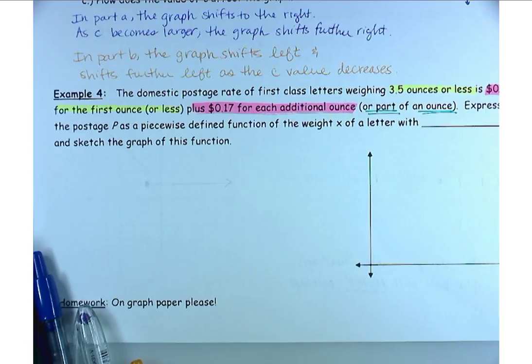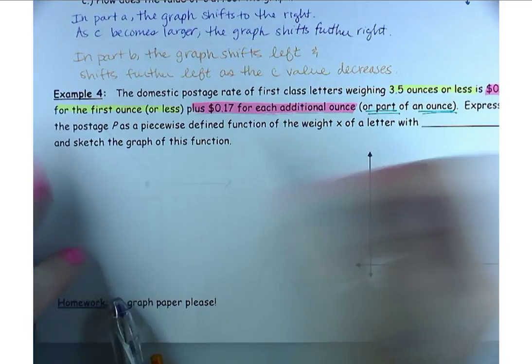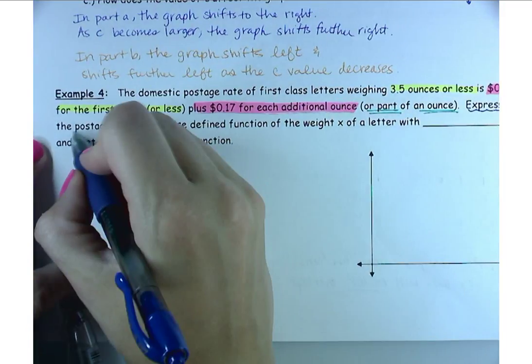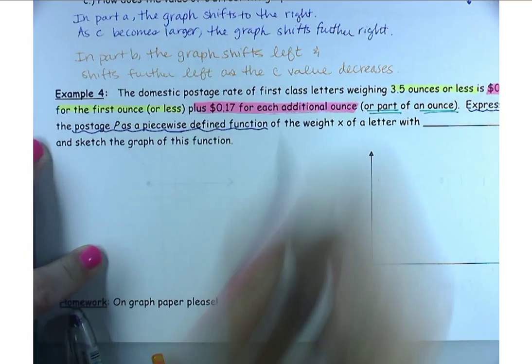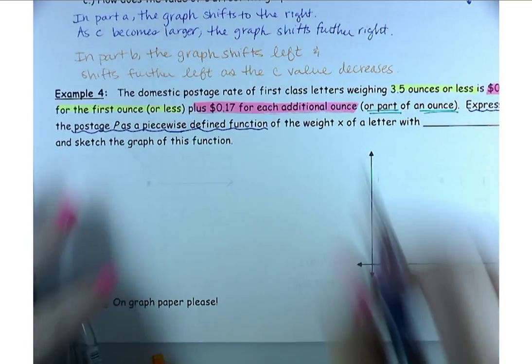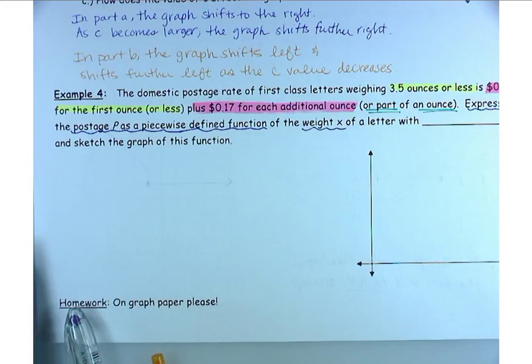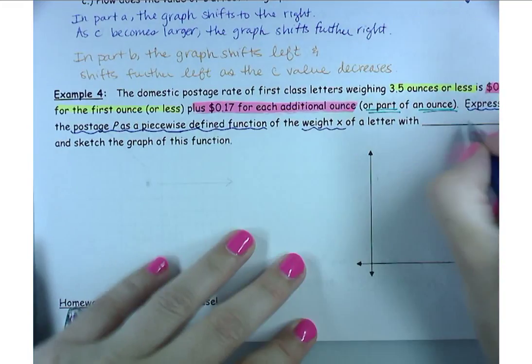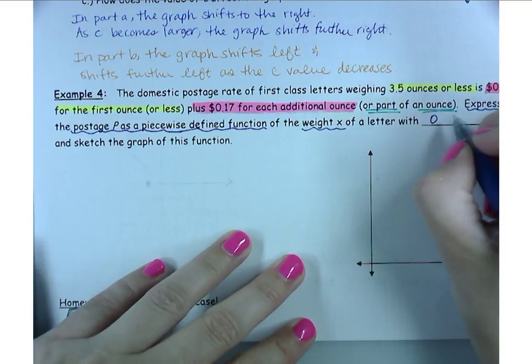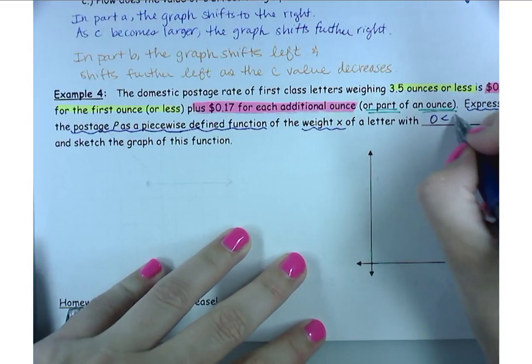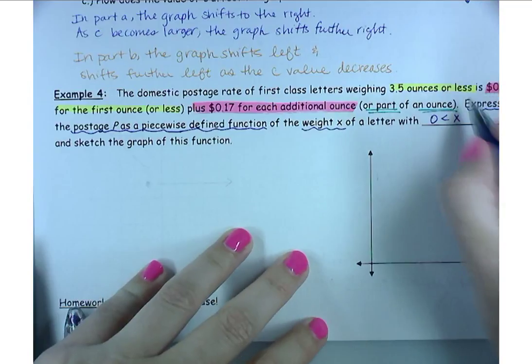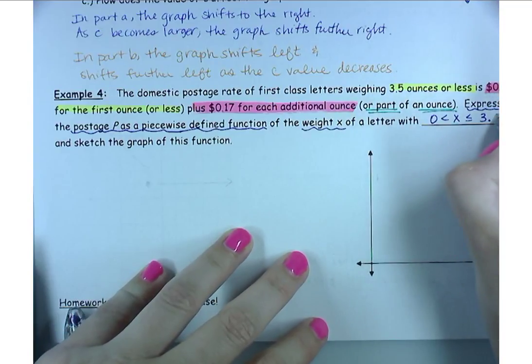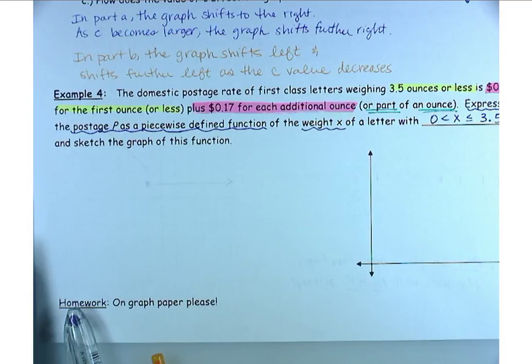Express the postage P as a piecewise defined function. So that's what it's asking us to do. Express P as a piecewise defined function of the weight X of a letter with, and this is what I'm going to give to you, 0 is less than X, which is less than or equal to 3.5. Okay, so I'm giving you that part. And you are going to sketch the graph of that function.